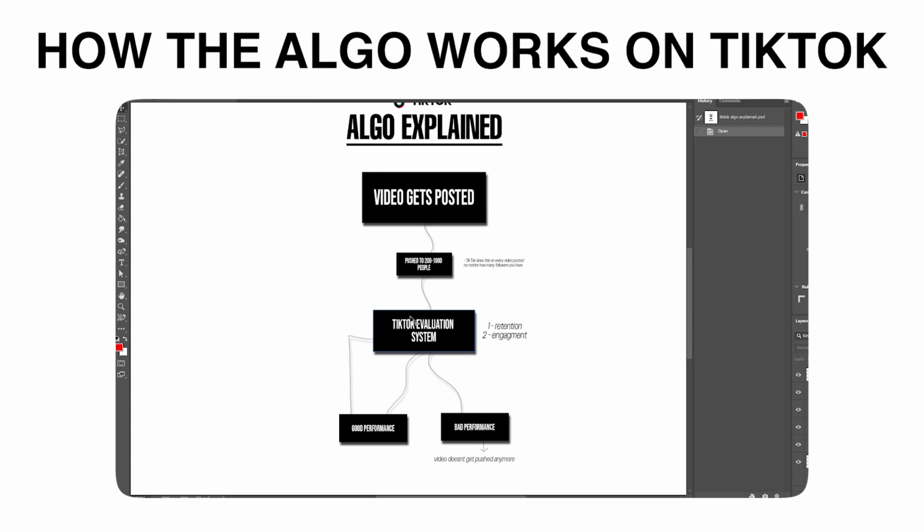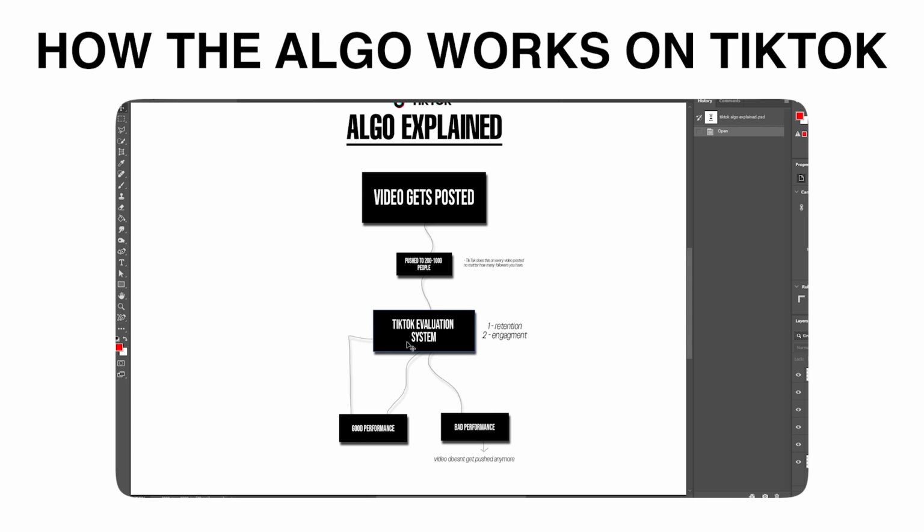So based off these, you're either gonna have a bad performance, meaning your video won't get pushed after it's got 200 to 1,000 views. That's why people say, oh, they got shadow banned or whatever, but it's really just down to them not making a good video. So say you had good retention and engagement, your video will go to good performance, and it will continuously get pushed to the point where it could be at millions of views.